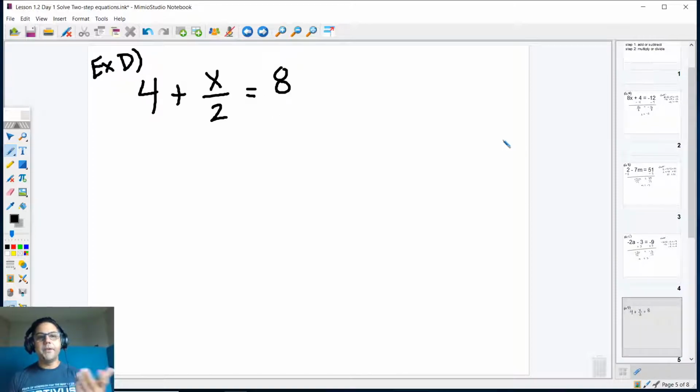The fractions, remember, you might have a simple 1 here, or you might have a different value like a 3. Whatever the case may be, we're going to go ahead and start with the add or subtract part first, though.